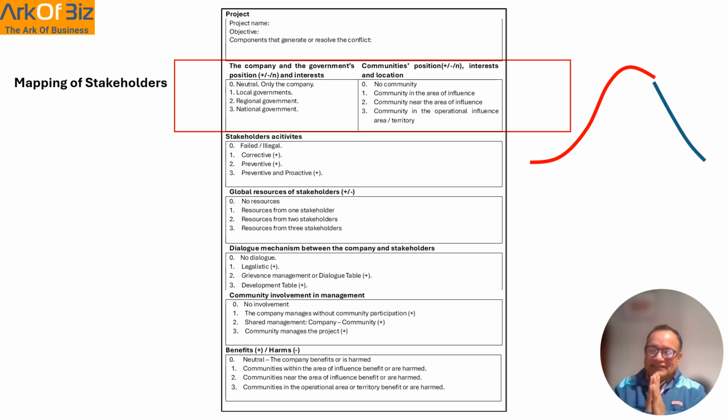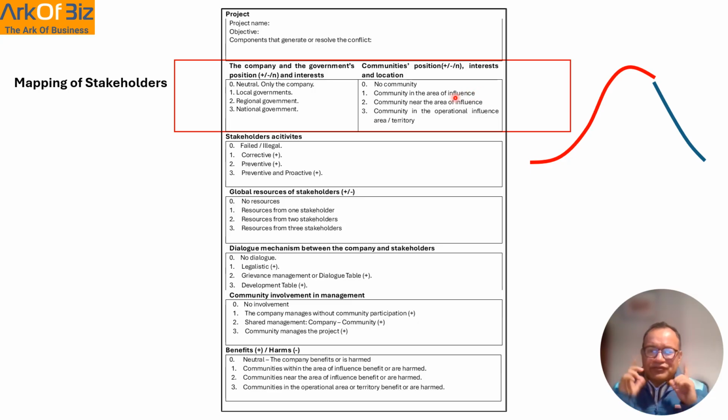All right, now let's move on to one of my favorite parts, mapping of stakeholders. This is where things start to get interesting, or depending on your patience level, a little messy. So we are going to look at the next two elements, the company and the government's positions and interests, and the community's positions, interests, and locations.